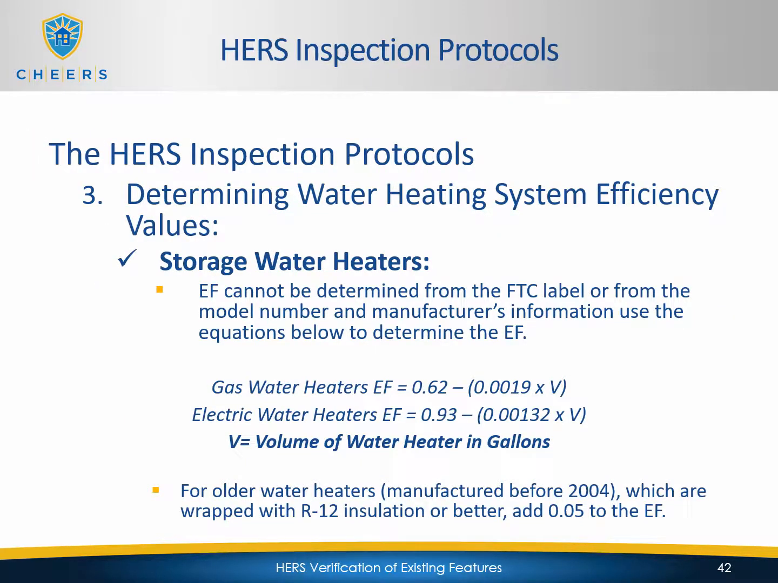If for some reason the energy factor cannot be determined from the FTC label or from the model number and manufacturer's information, you want to use the equations below to determine the energy factor for the storage water heater. So the formula is the same, but numbers change for the gas and electric water heaters, and those are simple formulas that you follow. So for gas water heaters, the formula is 0.62 minus 0.0019 times the volume, and for electric water heaters it is 0.93 minus 0.00132 times the volume. V is the volume of the water heater in gallons.